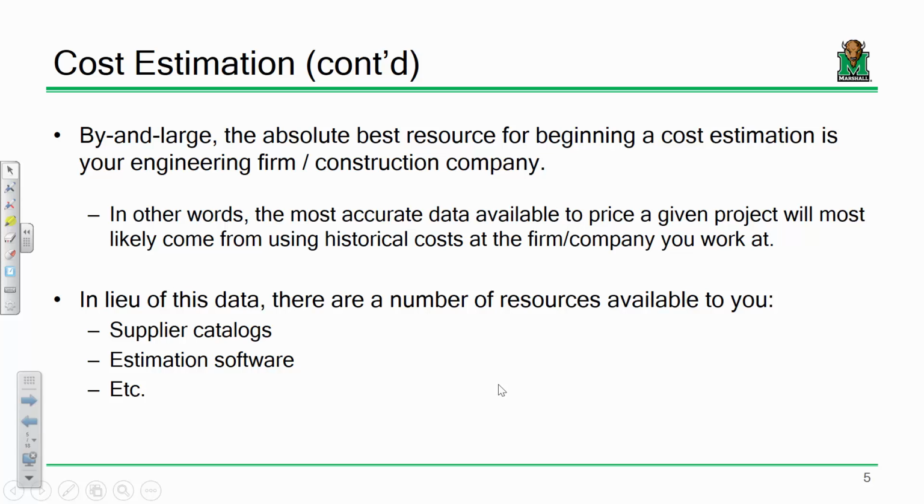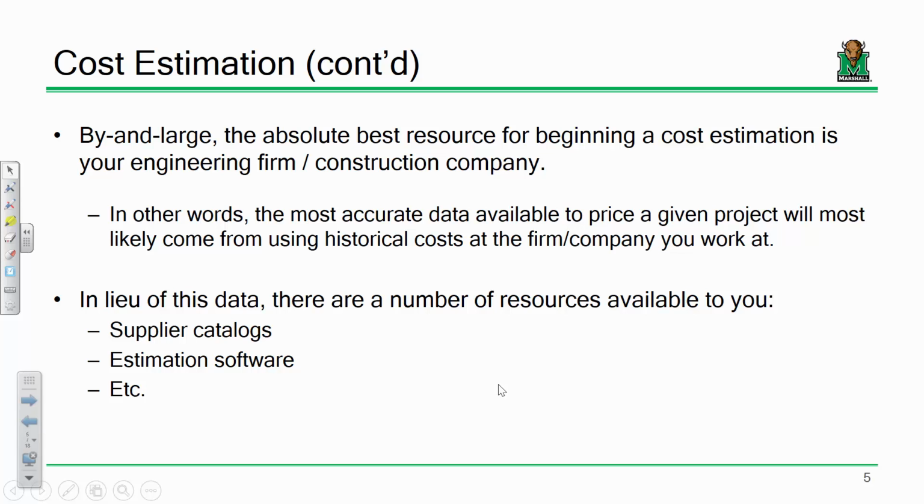They're going to have the most accurate data on unit costs and on project costs because they've done similar projects before. So I want that to be a very important sticking point before we even get into any of this: the resources that we're using, like RS Means and estimation software and supplier catalogs, I really think that stuff is kind of secondary to the most valuable piece of information, which is what you get from your colleagues at your firm. So I really want that to settle in.